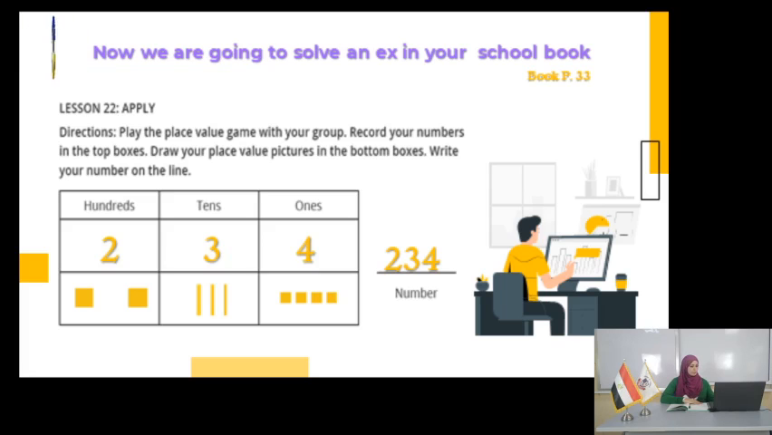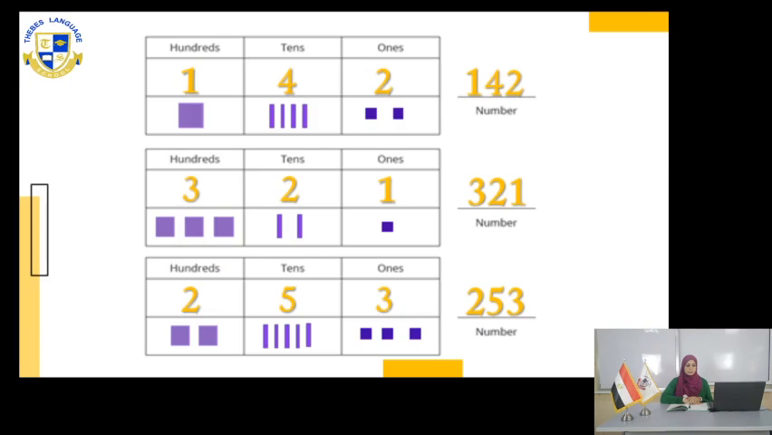In the next page, you have 1 cube in the 100. So how many hundreds do you have? 1. How many tens do you have? 1, 2, 3, 4 lines. So 4 tens. How many ones do you have? Count the cubes. 1 and 2. So the number is 142.